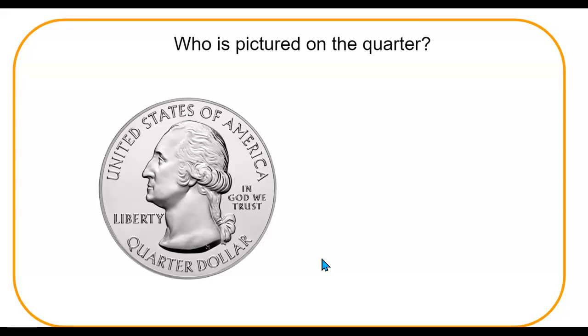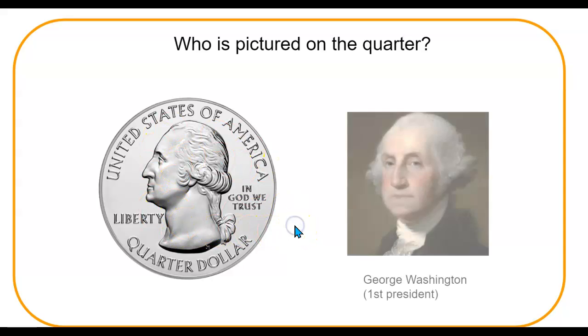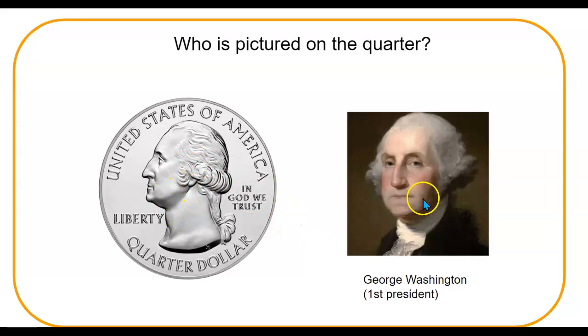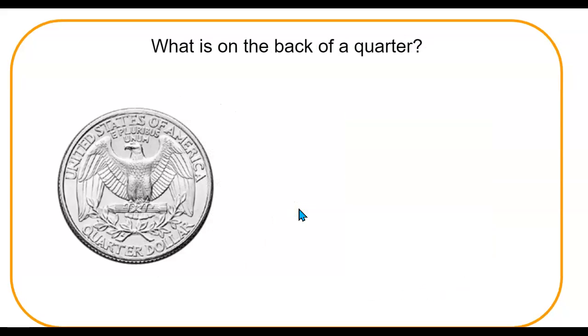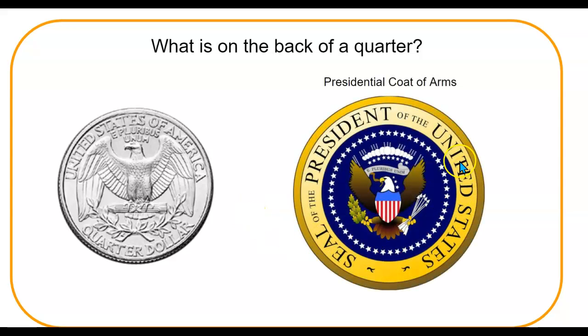And here's our quarter, the biggest coin that we have, that we will be learning about, actually. There are some other bigger ones, but the biggest one we'll learn about is the quarter. And this is a picture of George Washington, who was our first president. On the back of the quarter, you see an eagle. And that eagle is from the presidential coat of arms. That's how they got that. There you see the eagle looks pretty similar with its wings all spread out.